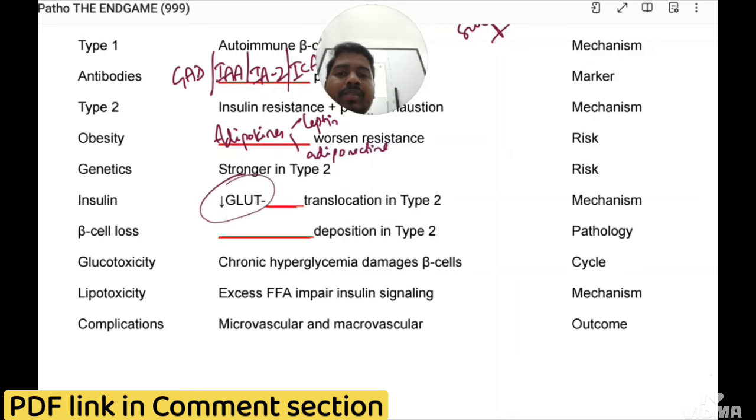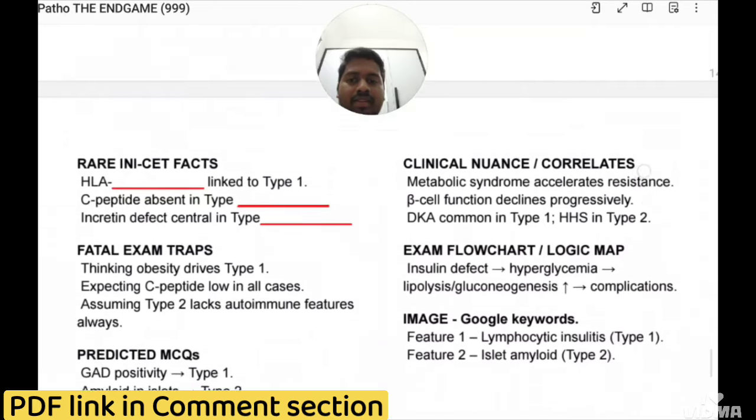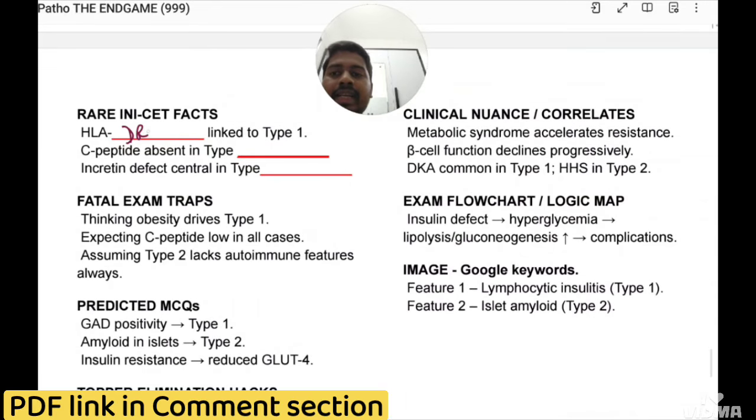Which GLUT translocation is decreased in type 2 diabetes? It is GLUT4. Okay, GLUT4 transporter. Beta cell loss occurs, resulting in what deposition? Amyloid. Okay, amyloid deposition in type 2. Next, HLA, which is linked to DR3 and DR4. C peptide is absent in which type? Type 1, it is absent.